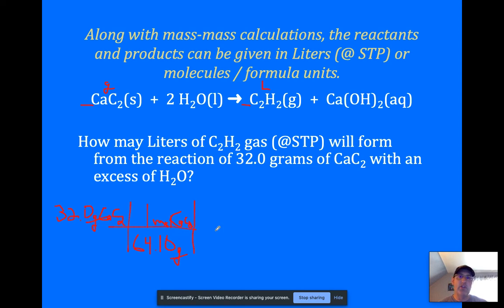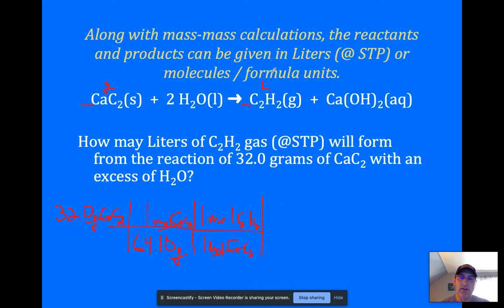Now we want to change our substance. That's where we use the balanced equation. I look up here at the balanced equation and look at my coefficients. For every 1 mole of CaC2 that reacts, you produce 1 mole of C2H2. That's called acetylene, or ethylene is another name for it. So your moles of CaC2 cancel, and you have moles of C2H2.